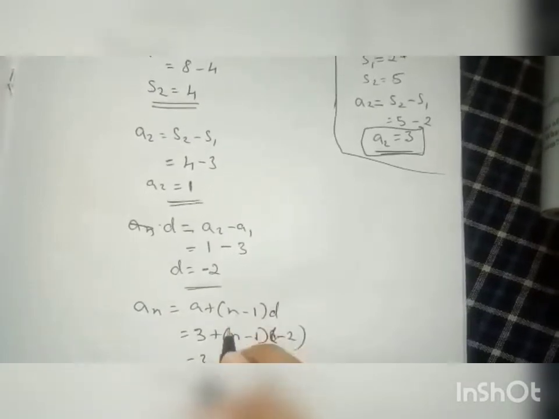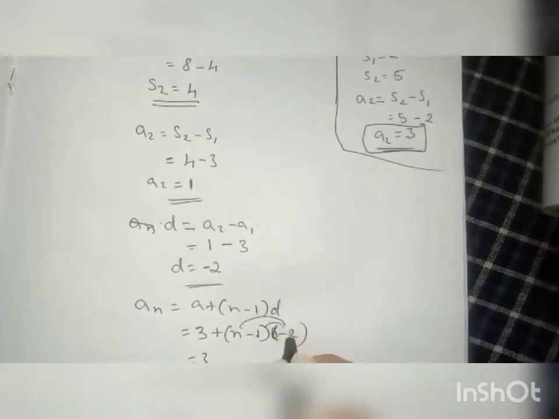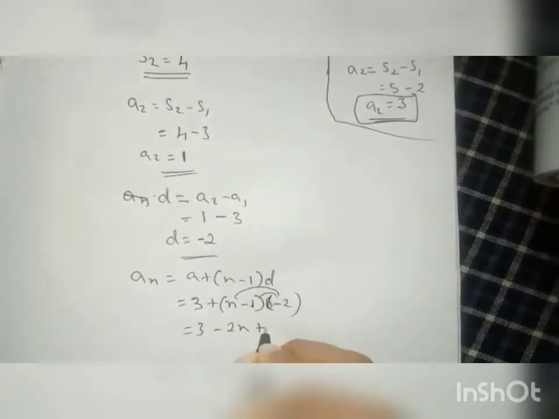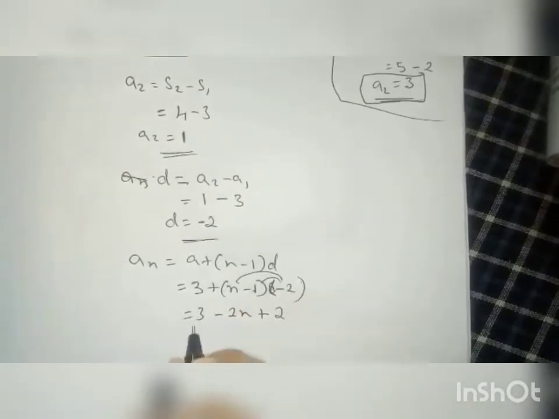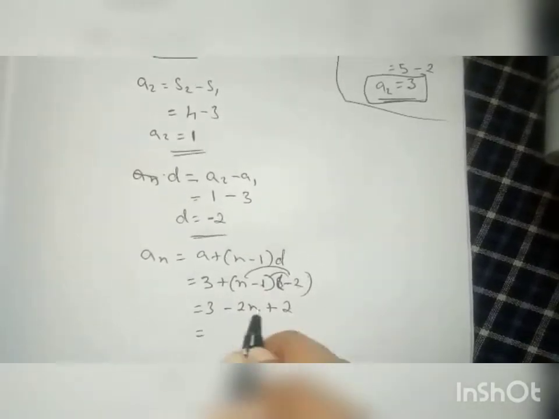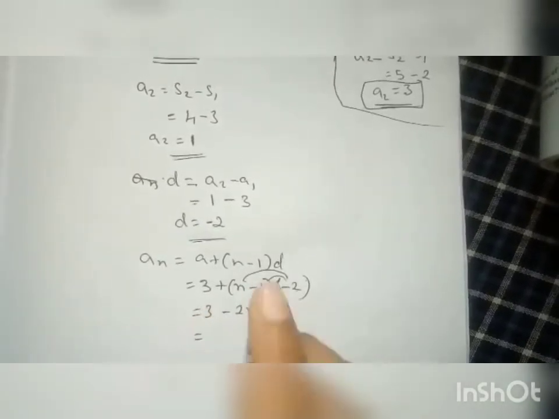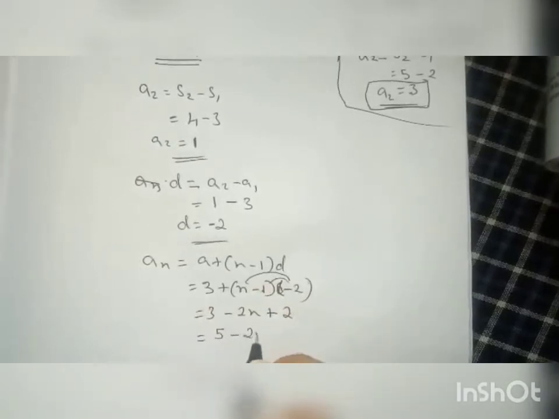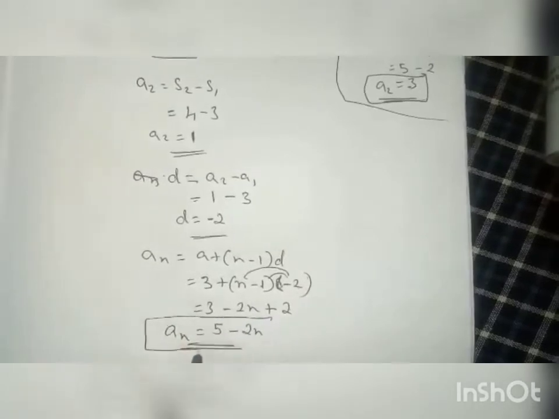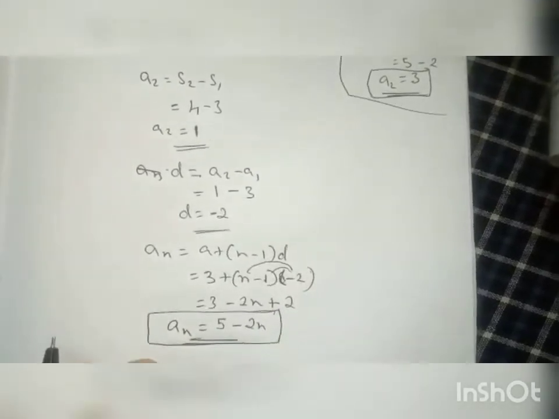Next, multiply minus 2 inside by 2 times, so minus 2n. Minus minus plus, 2 ones are 2. Next, 3 and 2, see only the numbers: 3 plus 2 is 5. 5 minus 2n. So an is equal to 5 minus 2n. So you have got an as 5 minus 2n.